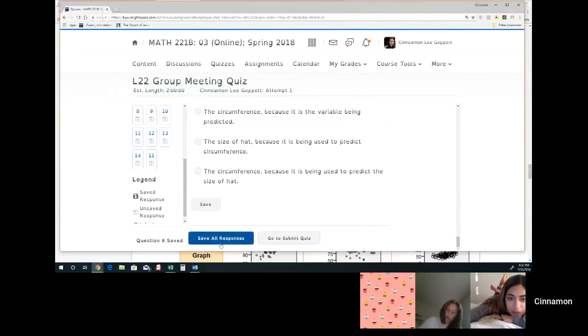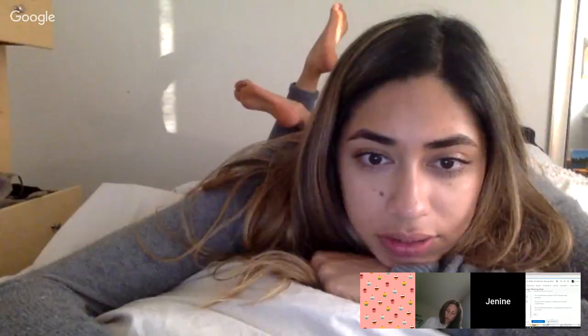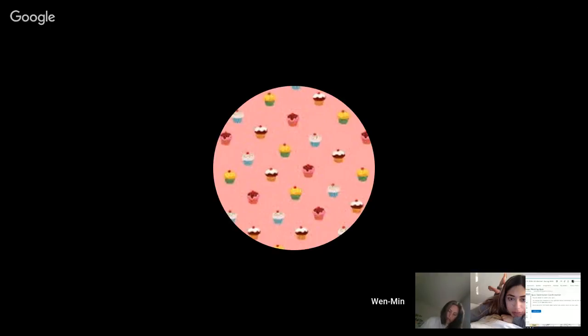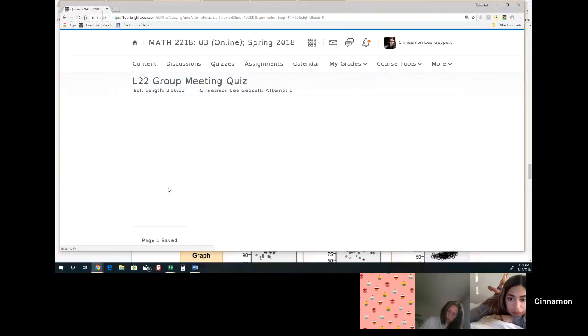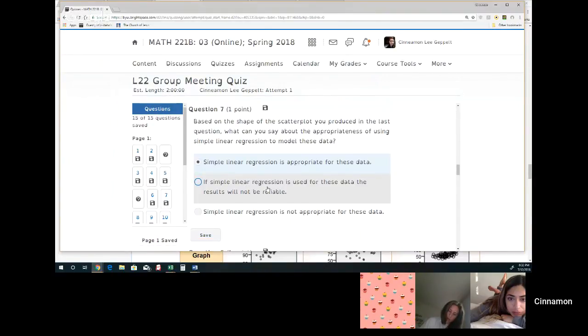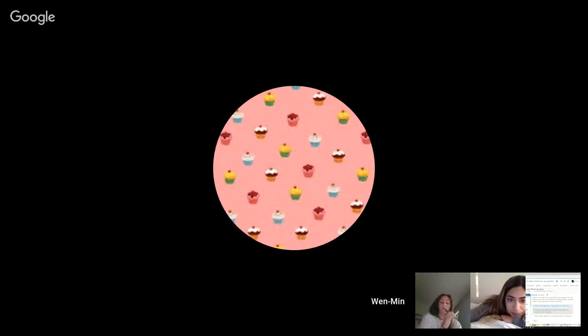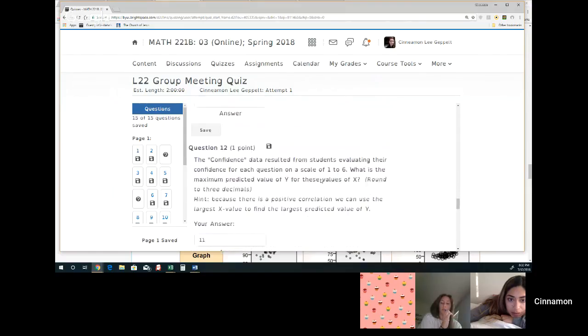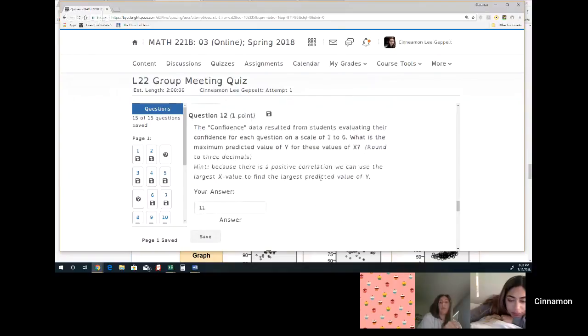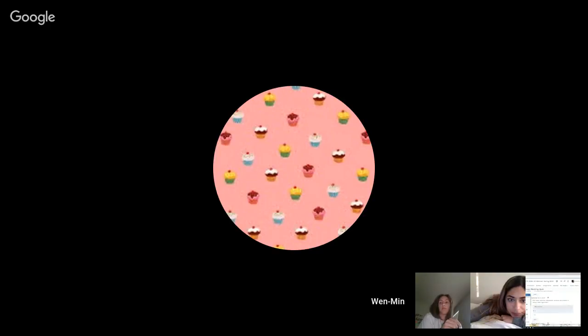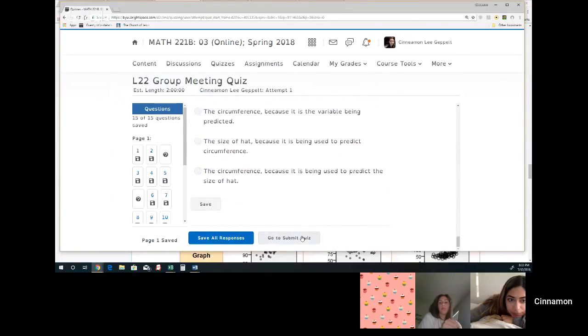Okay. Here, let me save it. I'll go and submit it. What was number 7? Oh, number 7. We put the first one, linear regression is appropriate for these data. That's what I thought. Okay, sweet. And what's number 12? Is it 11? So number 12, 11. Yeah. Okay, I'm going to go submit it, and I'll tell you how we did.